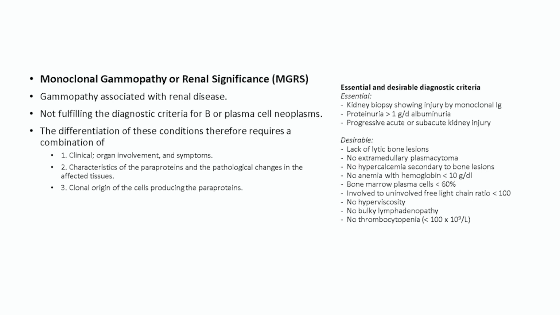Last but not least, this is the newest addition in WHO. So just like we have MGUS, monoclonal gammopathy of undetermined significance, we have MGRS, which is monoclonal gammopathy of renal significance. And for those patients, you need actually to exclude any evidence of end organ damage.